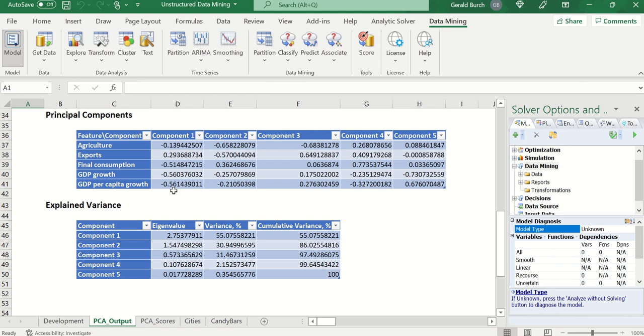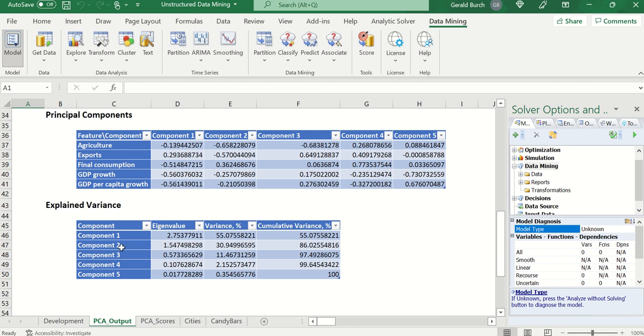So component 1, GDP per capita growth, 0.561 is the very top. Next and most important is GDP growth at minus 0.560. Third most important, final consumption, minus 0.515. So component 1 is most heavily associated with GDP per capita, GDP growth, and final consumption. That takes care of 55% of our variance.